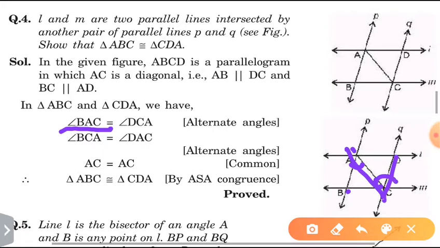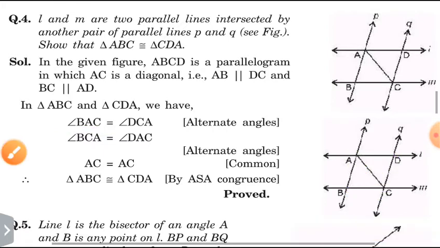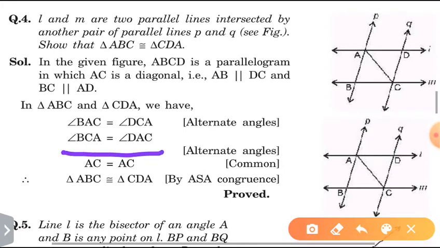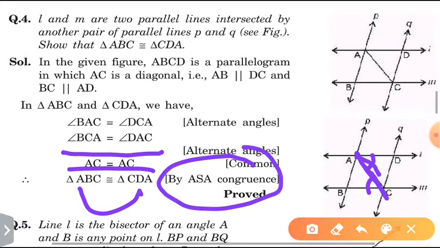So the alternate interior angles, which I assumed as 1 and 2, are equal. Similarly, BCA and this angle are again alternate interior angles, and these are also equal to each other. And this is the common line, which is written in this sheet also. So these two triangles are congruent to each other by the SAS congruency rule.